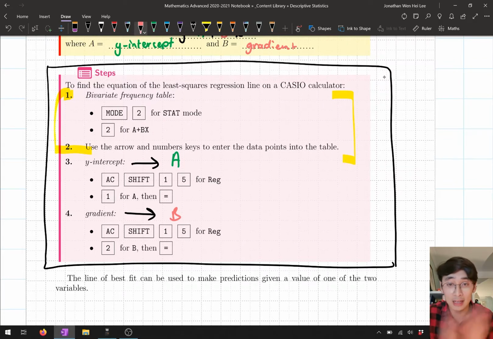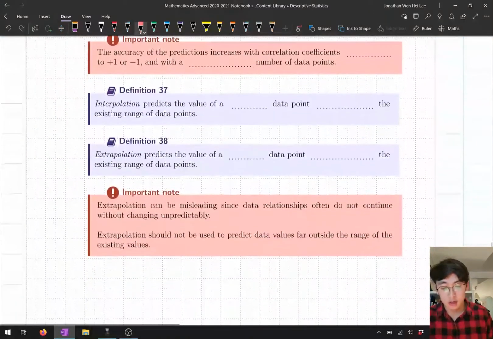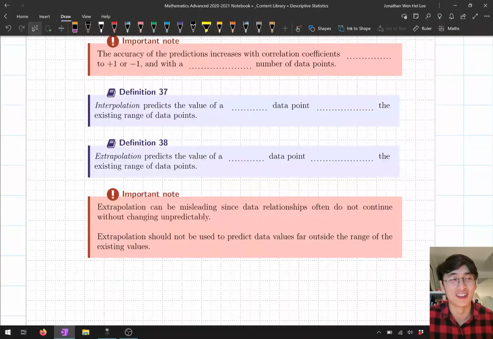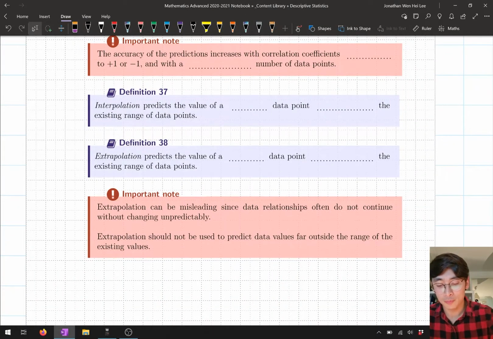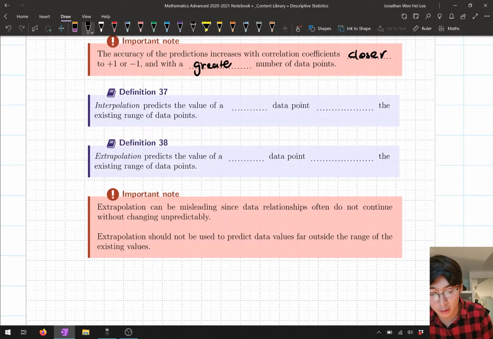Okay, let's go through an example where we actually have to use line of best fit and also calculate this least squares regression line. So let's flip over the page. Oh, actually, we've got a bit more to go through. I apologize. The important note underneath: the accuracy of the predictions increases with correlation coefficients closer to positive or negative 1 with greater number of data points.